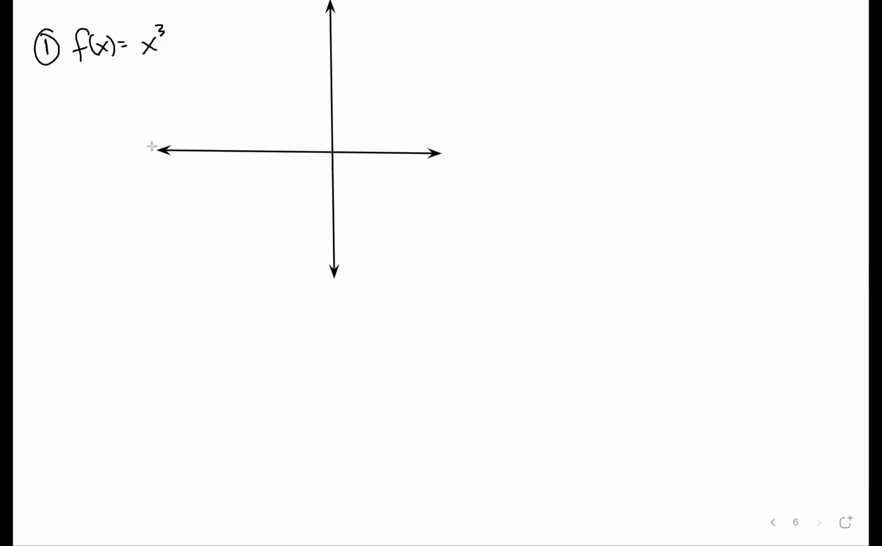So the first one is f of x equals x cubed. The first thing to check whether the function is 1-to-1, I have to graph it on the Cartesian plane. This is the first step. You have to graph the function. So the graph for this function, x cubed, as we learned before, has a graph like this.